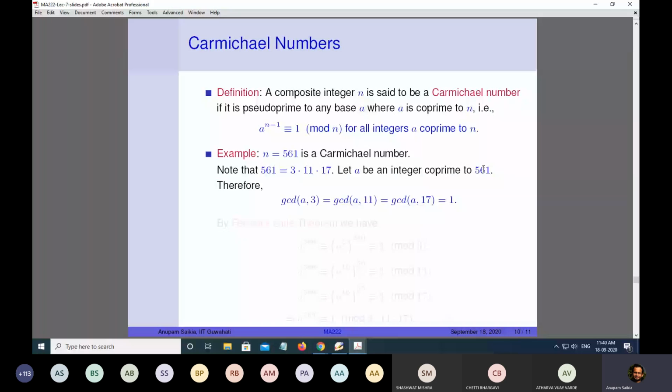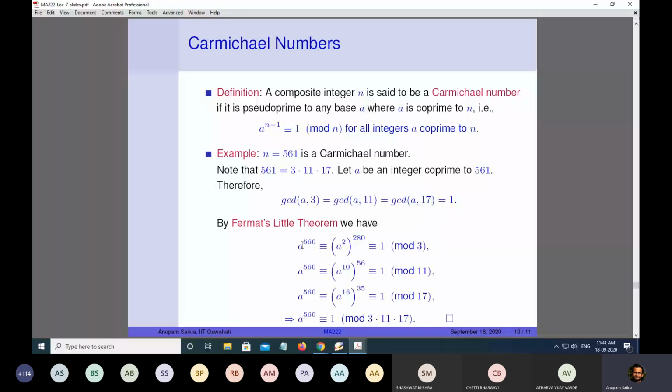So let's take any a coprime to 561. It will be individually coprime to 3, 11, and 17, and to each one of them I'll apply Fermat's little theorem, because I'm interested in a raised to 560. Let's see what happens if I do a raised to 560 mod 3. It's like a squared to the power 280, and by Fermat's little theorem, a squared is 1 mod 3. So it is 1.